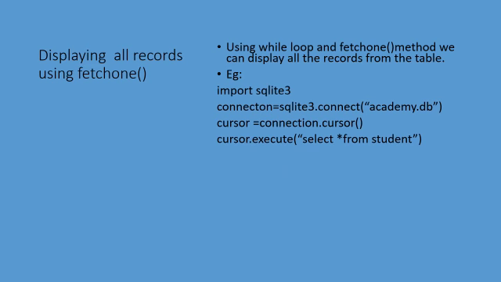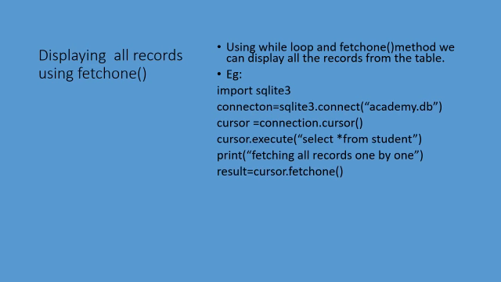So here see, import sqlite3, connection is equal to sqlite3.connect academy.database, then cursor equal to connection.cursor. Up to this the same. Next, cursor.execute select star from student. From student, all the columns will be displayed with rows. Next, print fetching all records one by one. Now what I am going to do here, using fetchone function, I am going to display all the records.